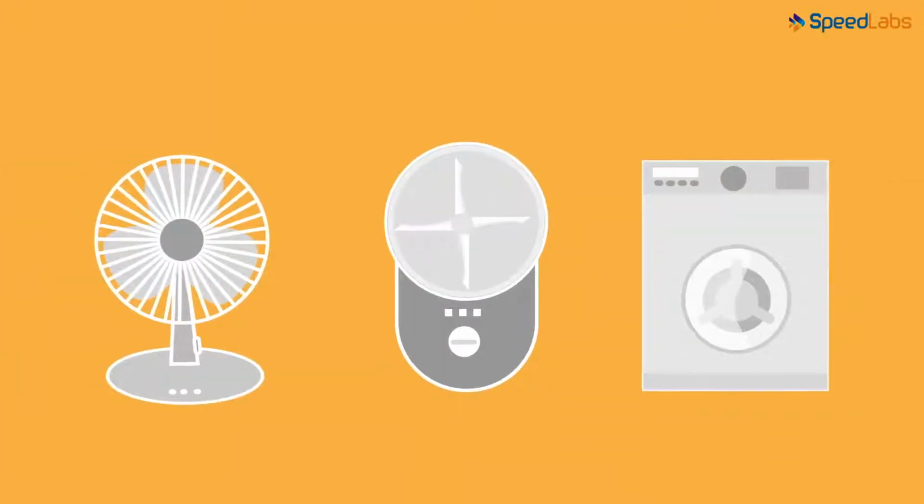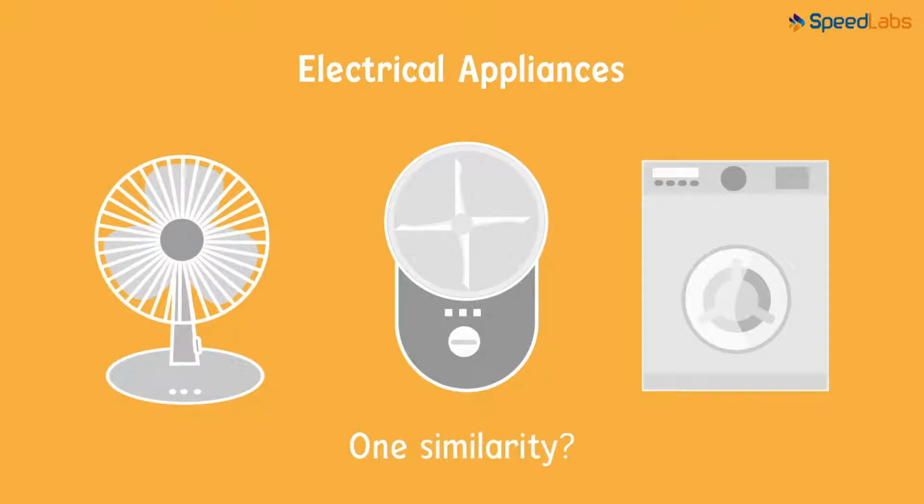If I ask you to find the similarities between these pictures, what will you say? Yes, all three are electrical appliances which we use in our daily life. Anything else? Okay, there may be one similarity which you missed out. Can you guess? All the appliances have something which spins or rotates.